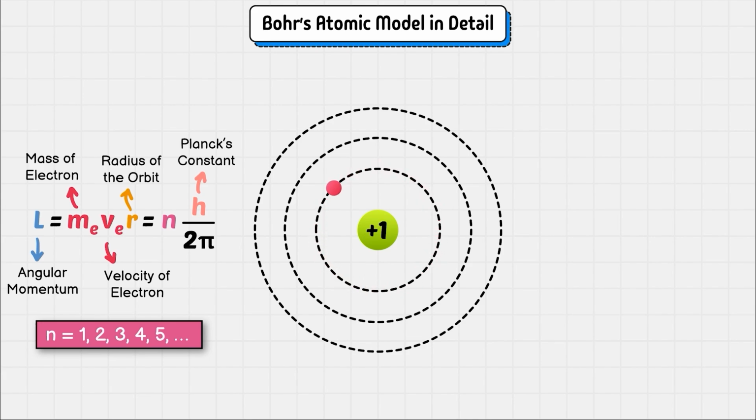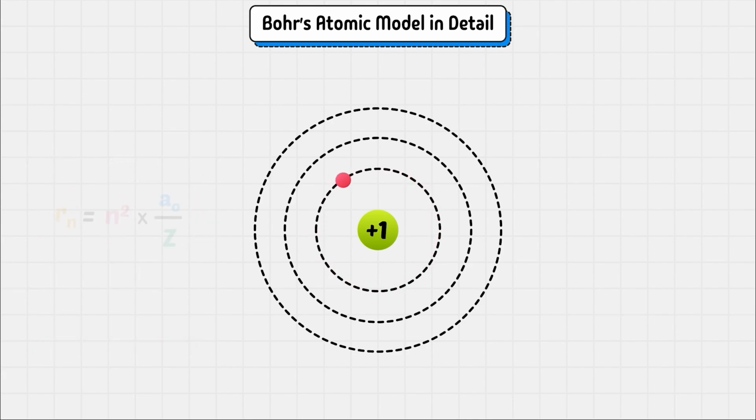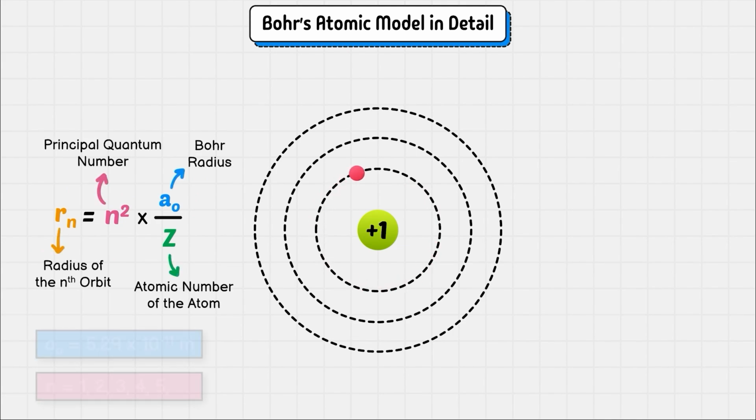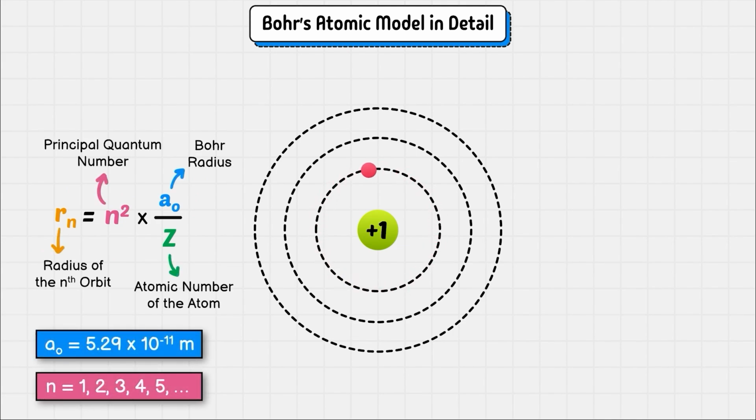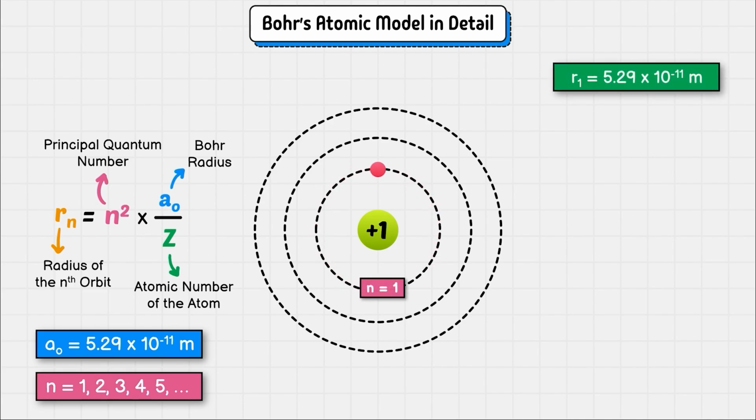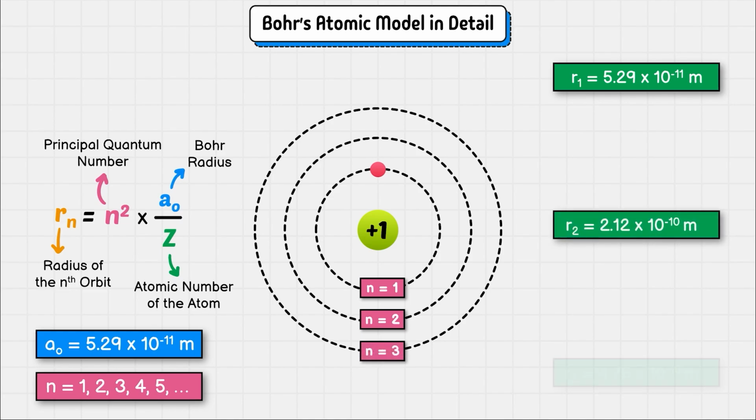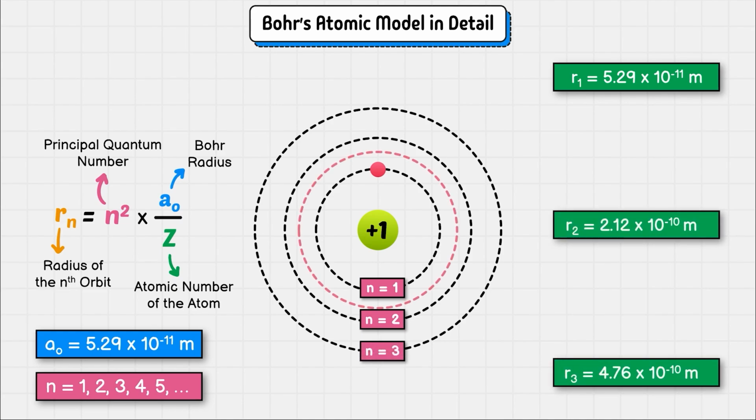To calculate the radius of orbits for all hydrogen-like atoms, he derived this equation, where n represents the orbit number, which was later called the principal quantum number. This principal quantum number can only take positive integer values, such as 1, 2, 3, 4, 5, and so on. For example, these are the principal quantum numbers and the radii of the first 3 orbits of a hydrogen atom. Any electron in these orbits can only revolve at these specific radii.